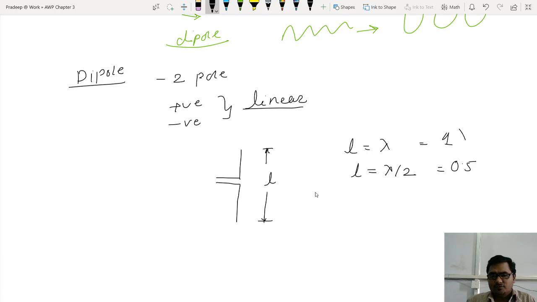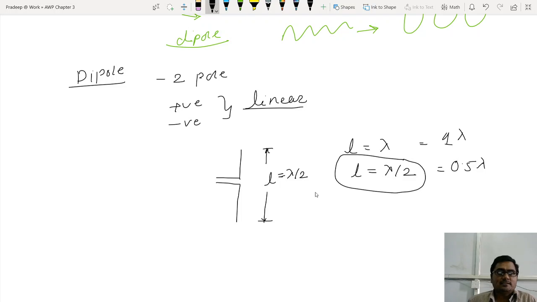Some people use that notation. I use lambda, they use 1 lambda. If I am using lambda by 2, they use 0.5 of lambda. It's completely on your convenience how you are taking it. So the length of the dipole decides its radiation pattern. Whenever a simple dipole is considered, by default people consider the dipole length to be lambda by 2.